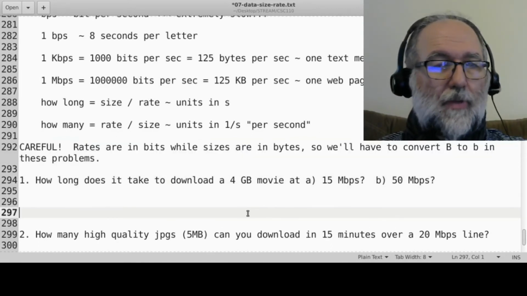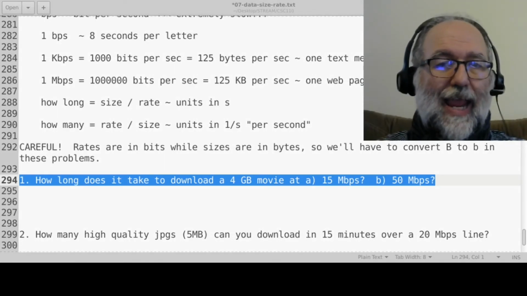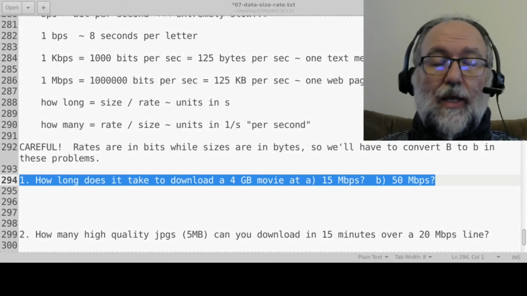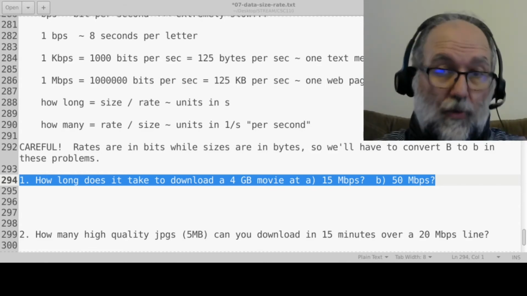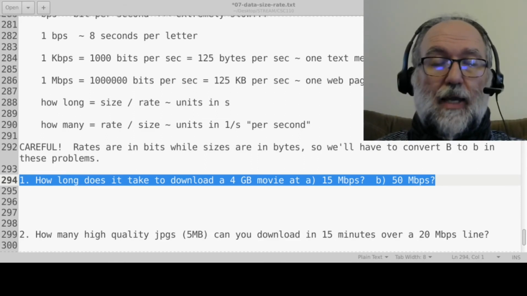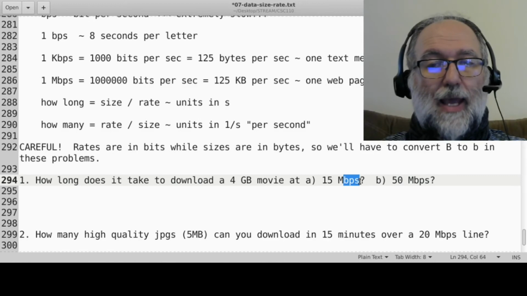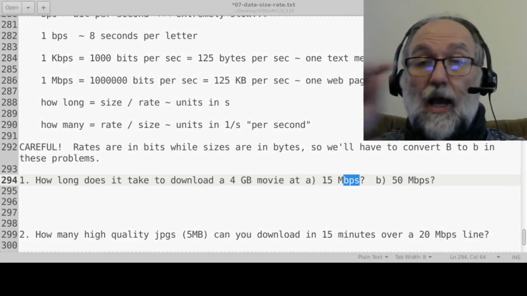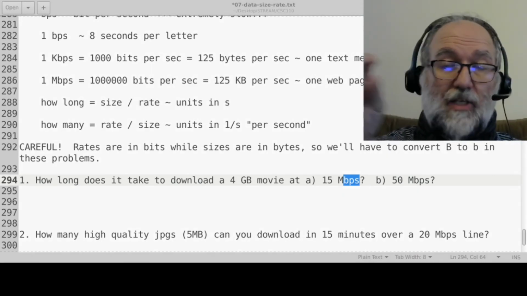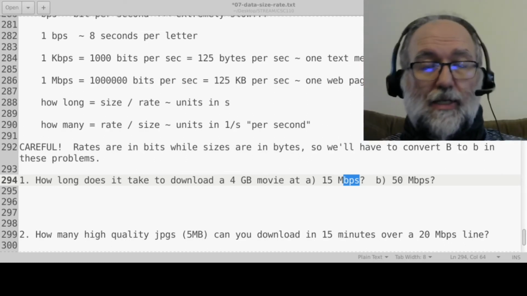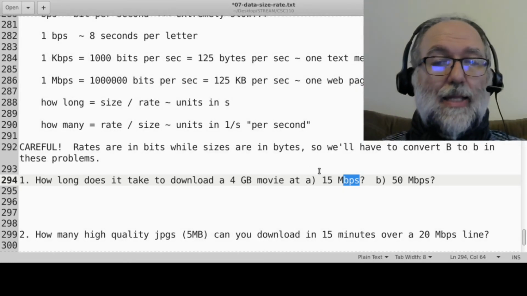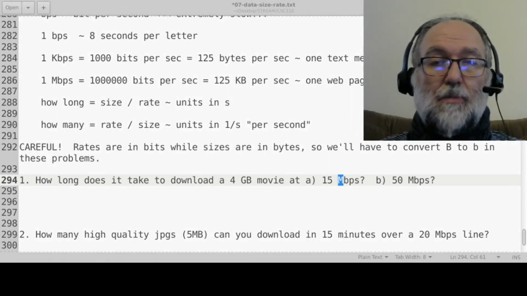Okay, so here's our first problem, and I've got two parts to it. How long does it take to download a 4 gigabyte movie at 50 megabits per second? Part A, and then do it again, but at 50 megabits per second. Okay, so look at the units here. BPS is bits per second, and that's usually how it's written even on the websites for Spectrum or Verizon or all of these companies, okay, BPS. And then the M in front, that's your metric prefix, mega, okay, megabits per second.